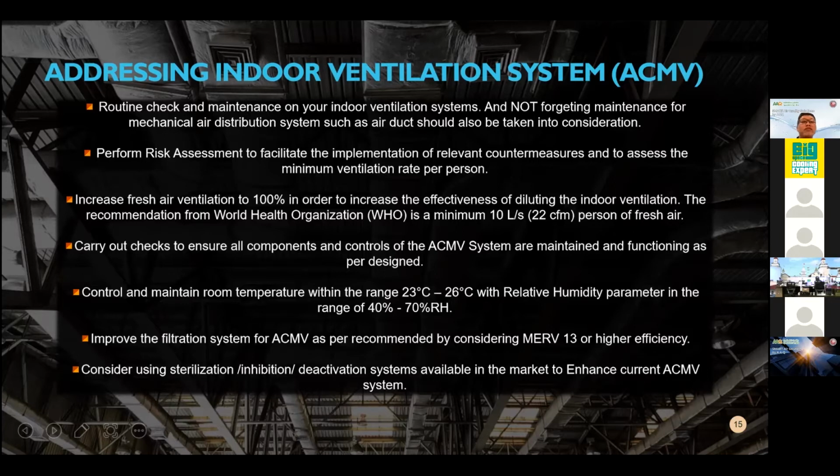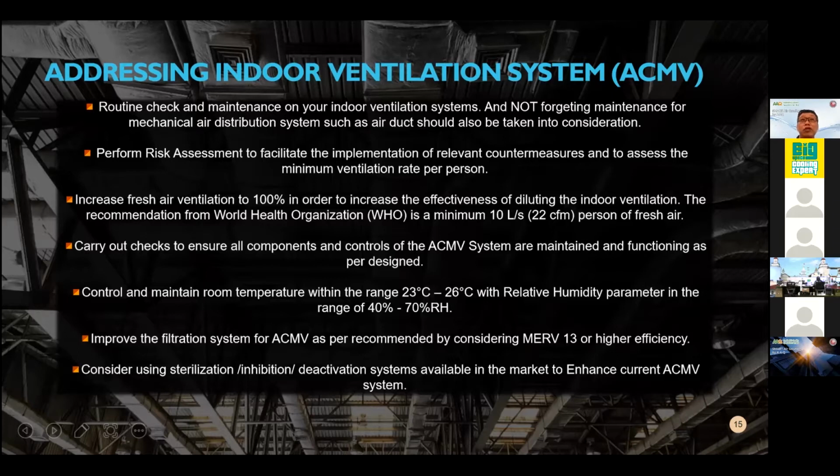Maybe you can perform a risk assessment to facilitate and implement the relevant countermeasures, to assess the minimum ventilation rate per person. The minimum ventilation rate is recommended by DOSH and also WHO. They also mentioned increasing 100% of fresh air, outdoor air. But the 100% is based on, let's say, 10,000 CFM where the outdoor air is only 10%. It's only 1,000 CFM. So the word 100% is 1,000 CFM fresh air.